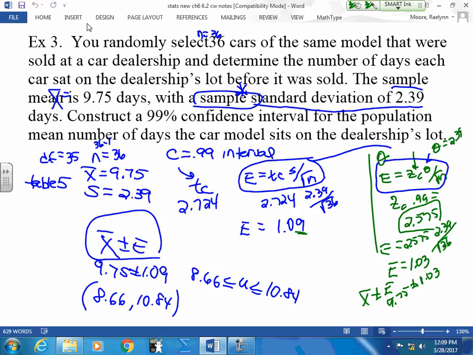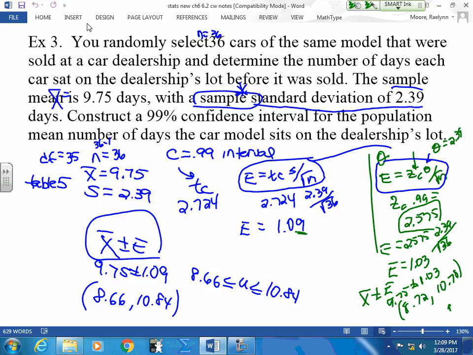And now I would get 8.72 to 10.78. Slightly wider situation. Slightly wider on my TC. This one's going to be a little bit narrower.